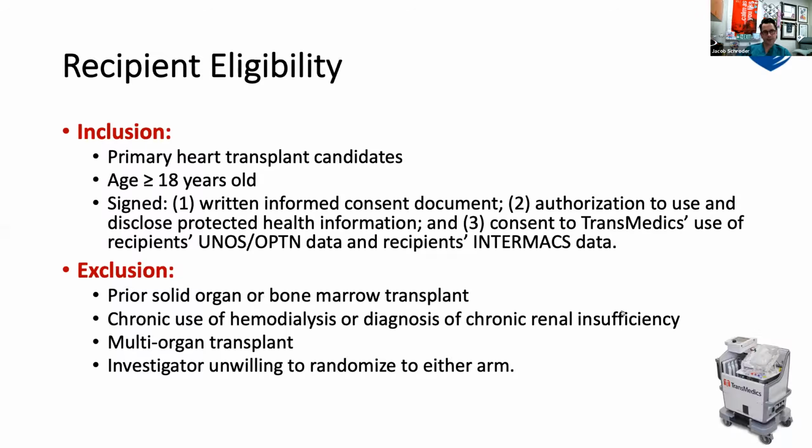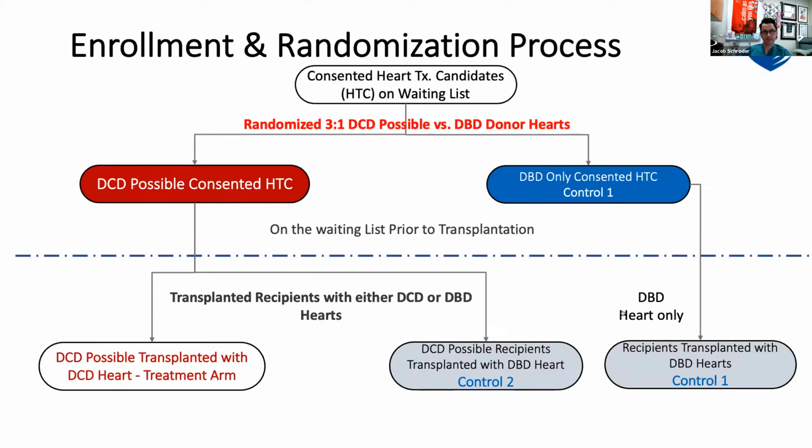For the recipients, they must be a primary heart transplant candidate, alone, age 18 or greater, and have written consent. They cannot have had a prior solid organ or bone marrow transplant. They can't be on dialysis or require multi-organ transplant. And then obviously we have to be willing to randomize them.